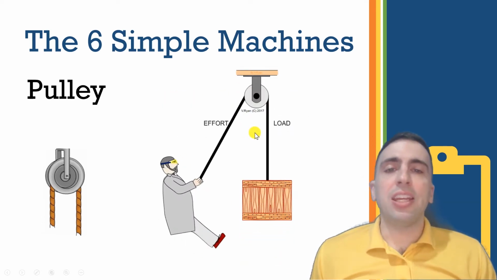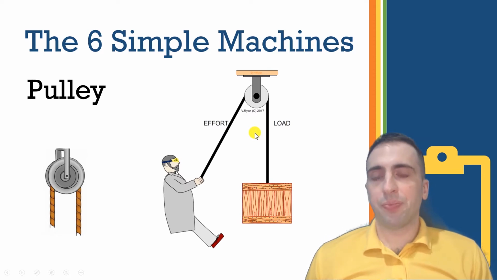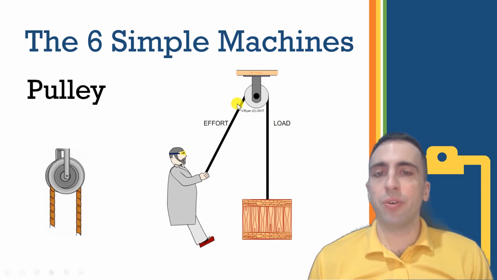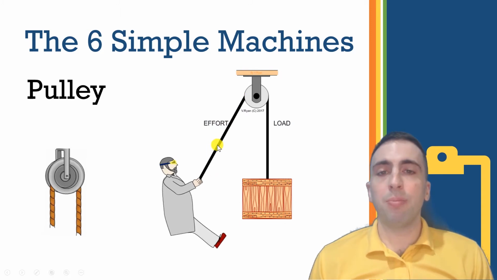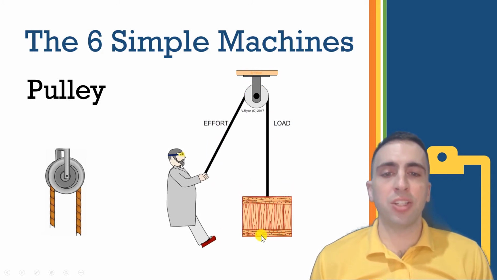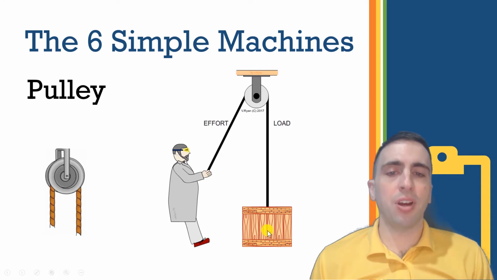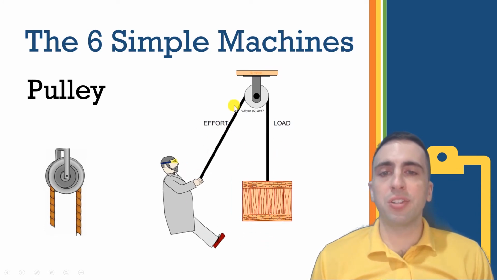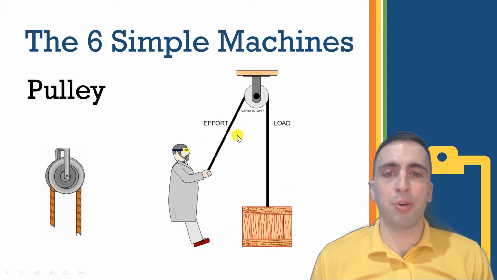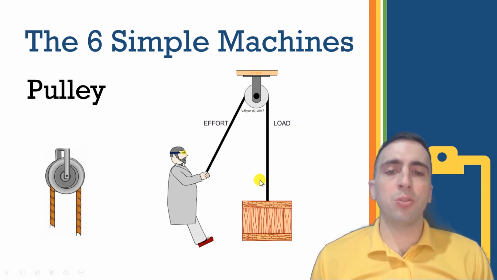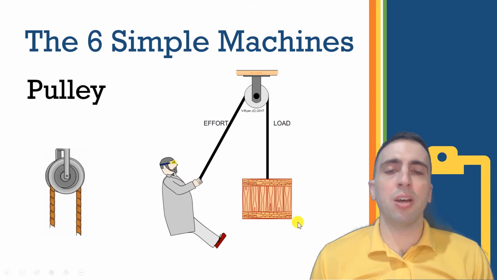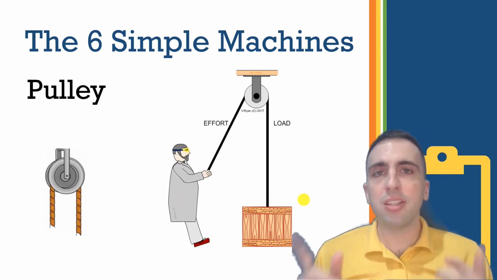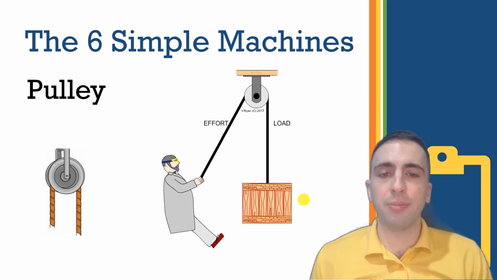Let's look at an easier diagram. Here is a man. He is pulling, pull. The force is going this way, but look, it changes the direction to lift up the box. They are calling force an effort. Look, it's a pull. The load is whatever you are pulling up or lifting up. Okay? This is the pulley.